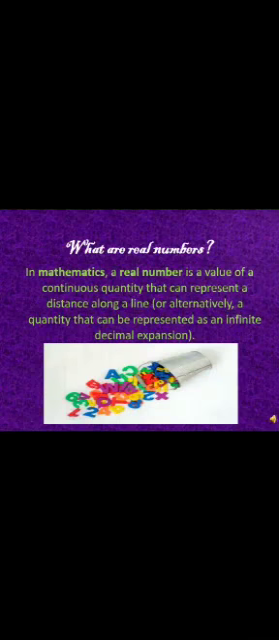Now we'll talk about real numbers. A real number is a value of a continuous quantity that can represent a distance along a line. That is, a real number can be easily represented on a number line.